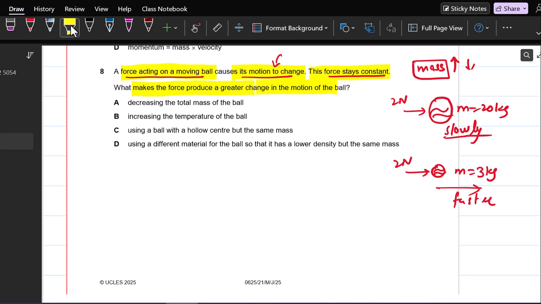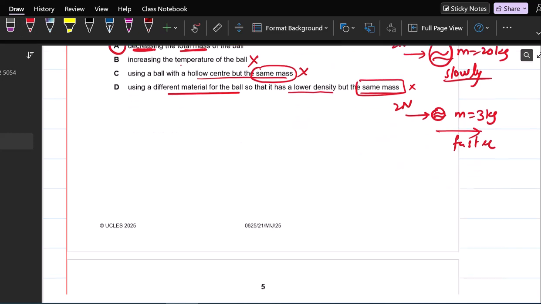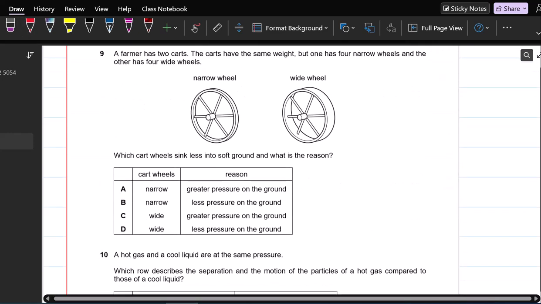A is decreasing the total mass of the ball. Yes, possible. Increasing the temperature? No, temperature is not a factor. Using a ball with a hollow center but the same mass? That is not going to make any change. Using a different material for the ball so that it has lower density but the same mass? Again mass, so A is right here, decreasing the total mass.